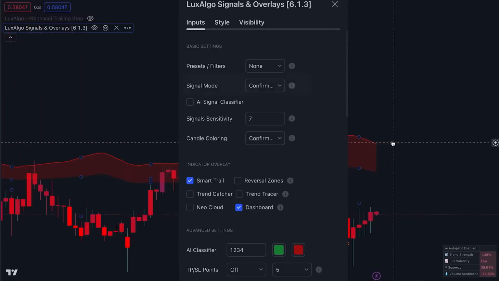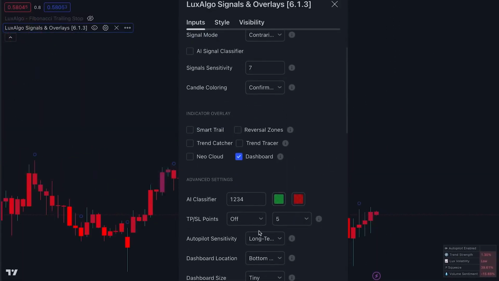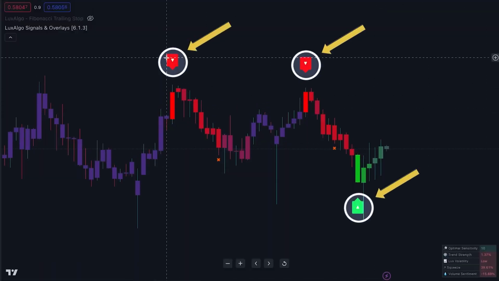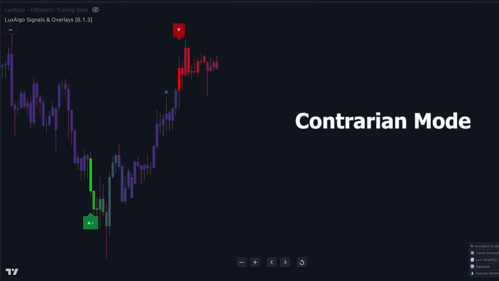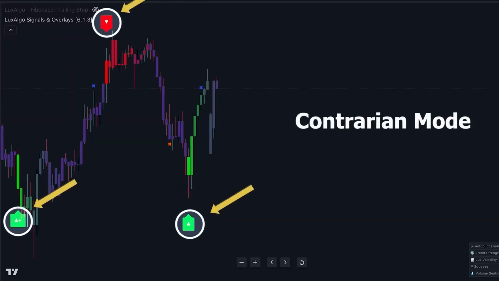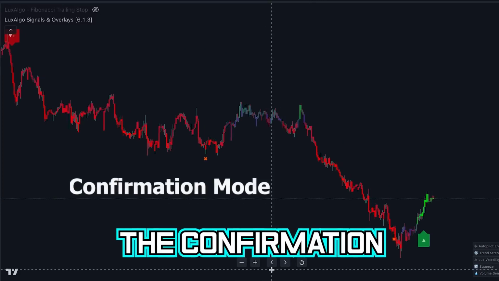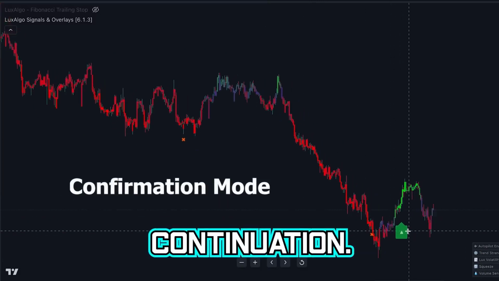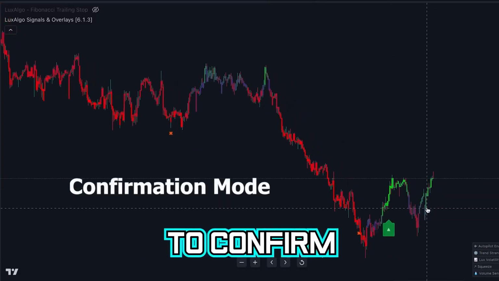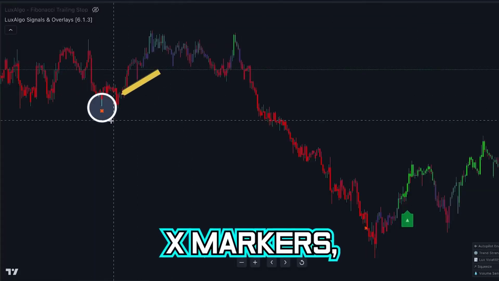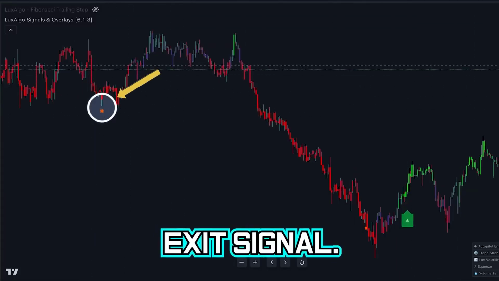In the settings, switch the signal mode to Contrarian plus exits, disable the Smart Trail, and change the candle coloring to Contrarian. Finally, reduce sensitivity to 7. This indicator plots signals that can be used to confirm the direction of the market. The Contrarian mode is specifically designed for finding reversals, while the Confirmation mode is for trend continuation. We'll use these labels to confirm an entry, or these X markers, which also indicate an exit signal.